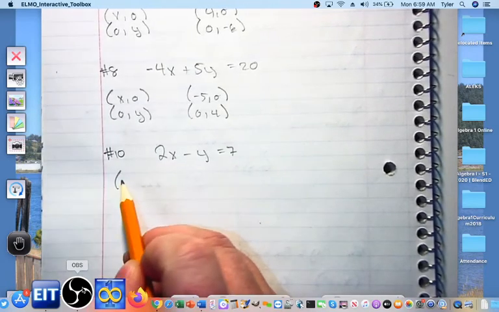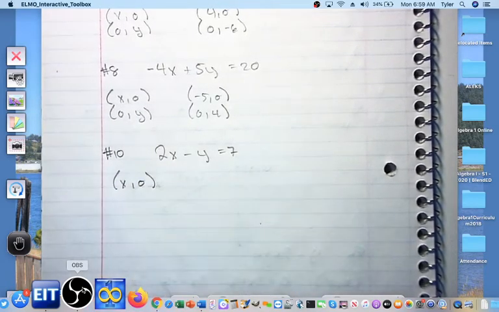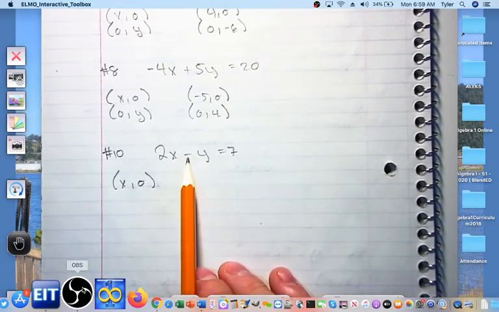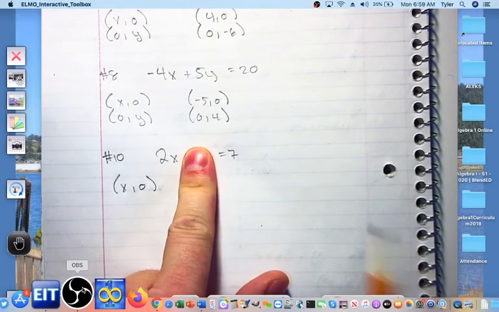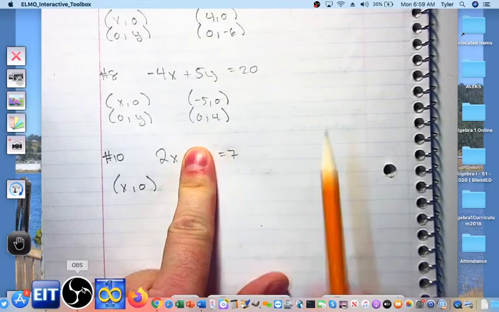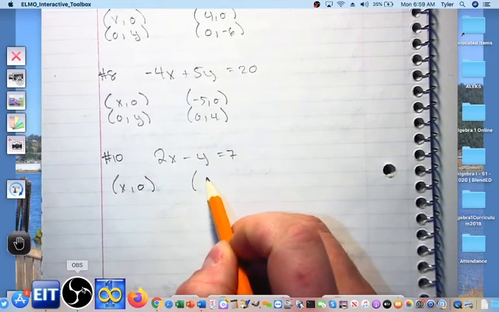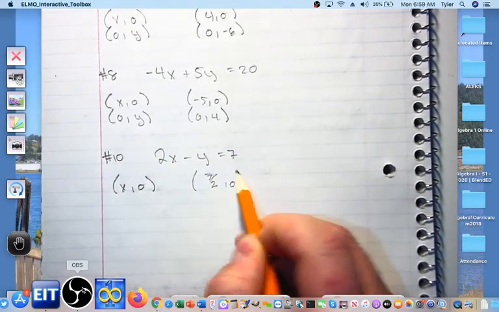So let's find our x-intercept first. That means put a 0 in for y. That's minus 0, so let's cover it up. When I divide, I'm going to discover that x is equal to 7 divided by 2. That's 7 divided by 2, 0.